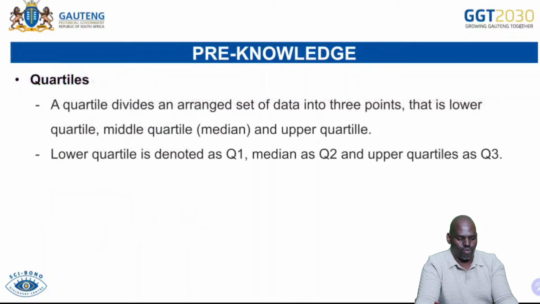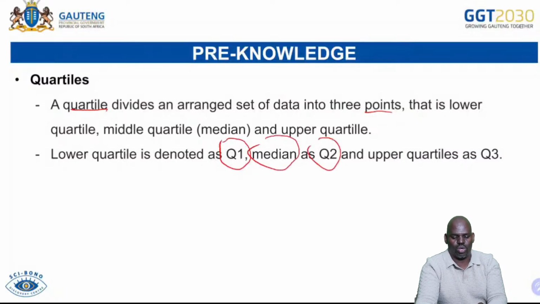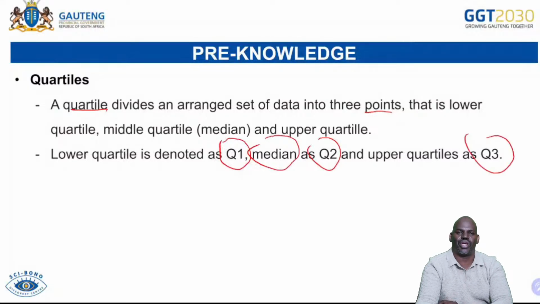And then, of course, quartiles. A quartile divides an arranged set of data into 3 points: the lower quartile, middle quartile, and the upper quartile. The lower quartile, we sometimes call it quartile 1. The middle quartile, which is the median, we can also call quartile 2. And the upper quartile is quartile 3.